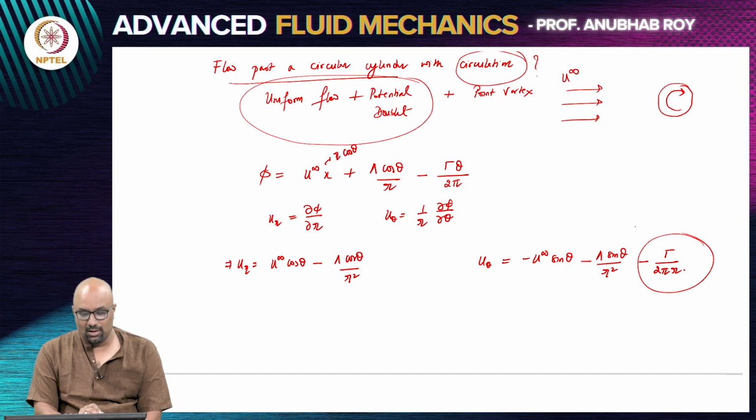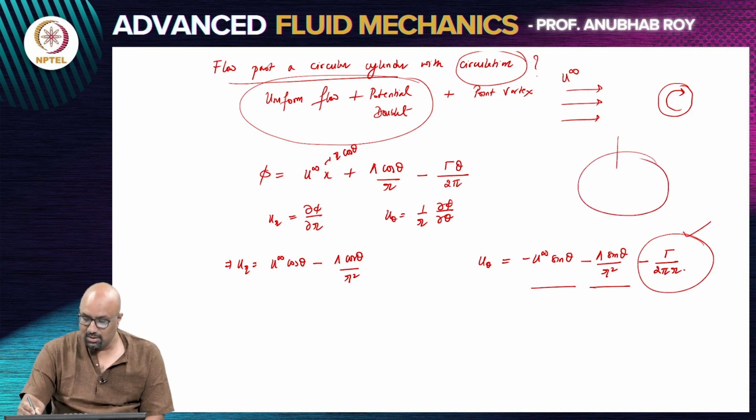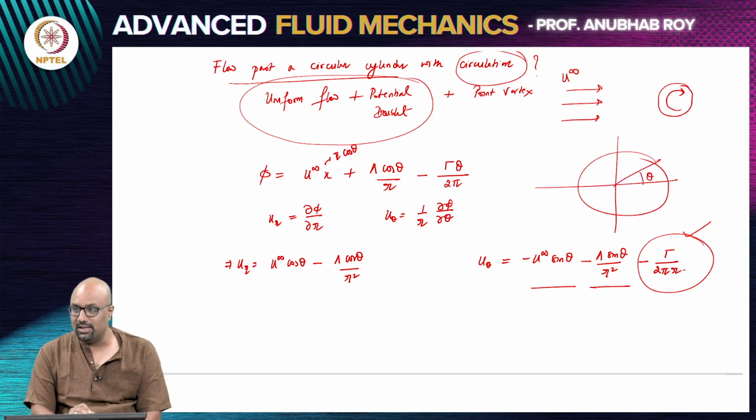Your combination of your uniform flow plus potential doublet obviously is giving you an azimuthal velocity, but you have a new component to your azimuthal velocity which is gamma by 2 pi r. Once again, I am designing the coordinate system where I label my theta measured in the anticlockwise sense.